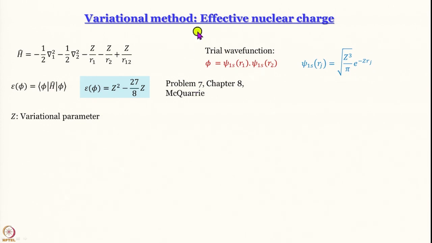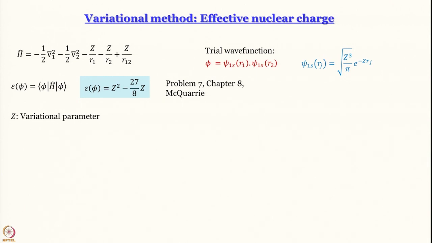An electron feels an effective nuclear charge, which is nuclear charge minus some shielding constant sigma, and essentially we are trying to find out sigma. One way of finding out sigma is to keep changing the value of z, and see for which value of z we get a minimum in the value of the functional epsilon. We will call it E min as usual, and that is going to set an upper limit to the energy of the system, right. So, z will be the variational parameter.